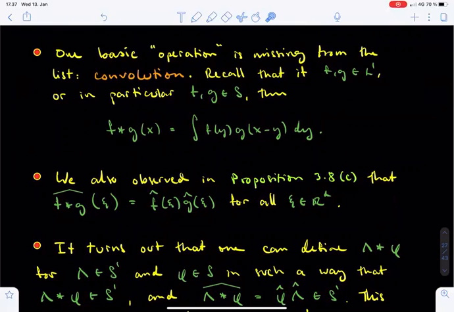The first step in this process is to figure out what convolution even means in the setting of distributions. We will motivate and eventually give the definition in this lecture, but theorems will have to wait until the next lectures.